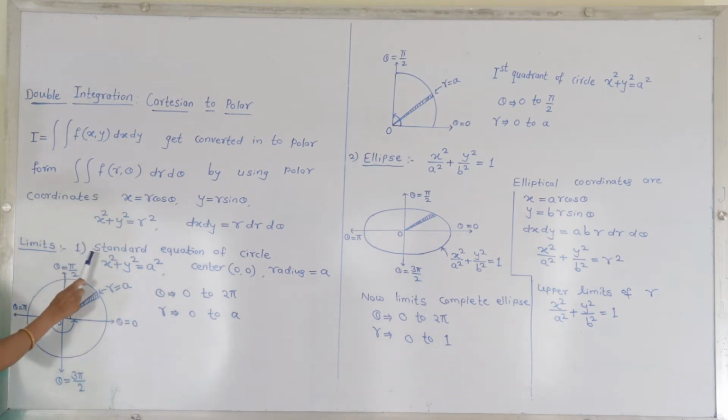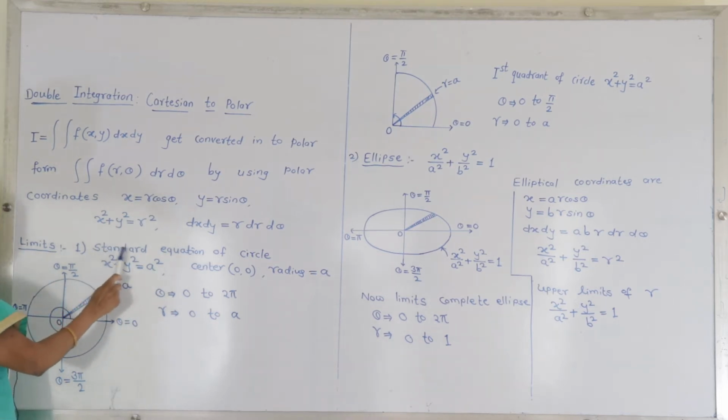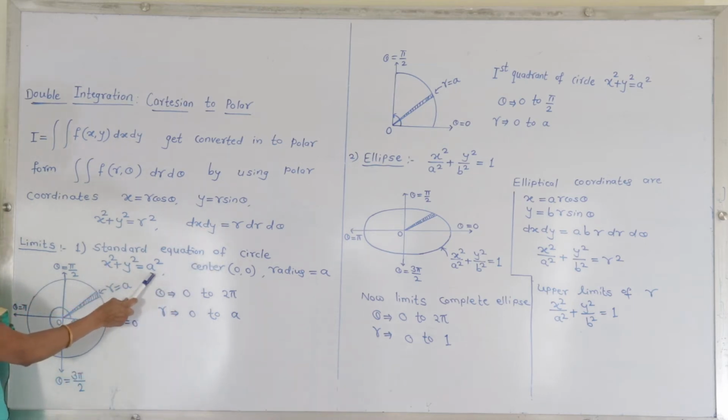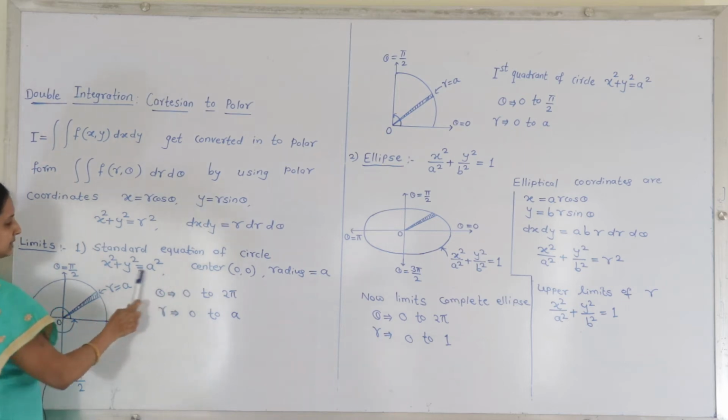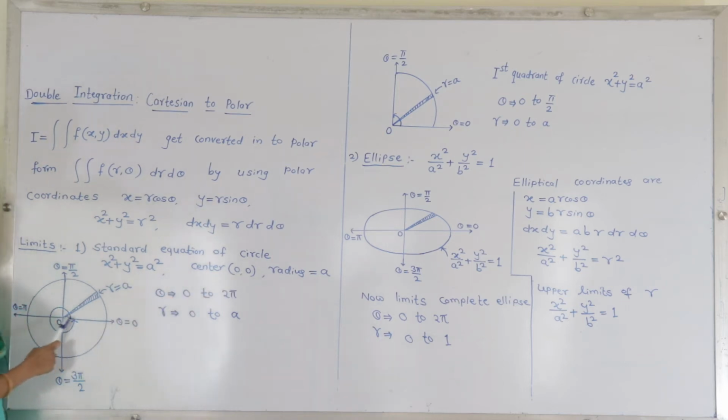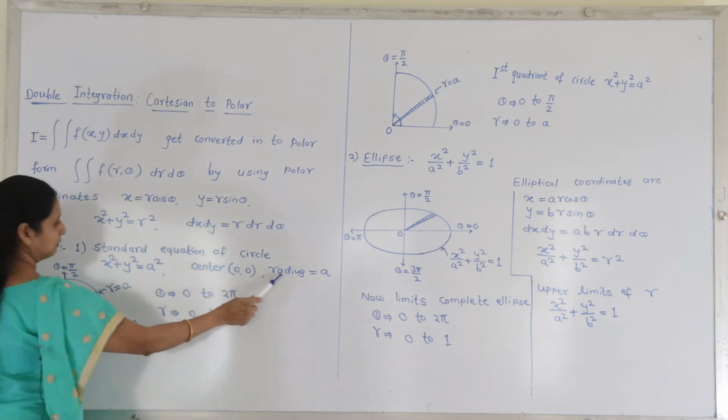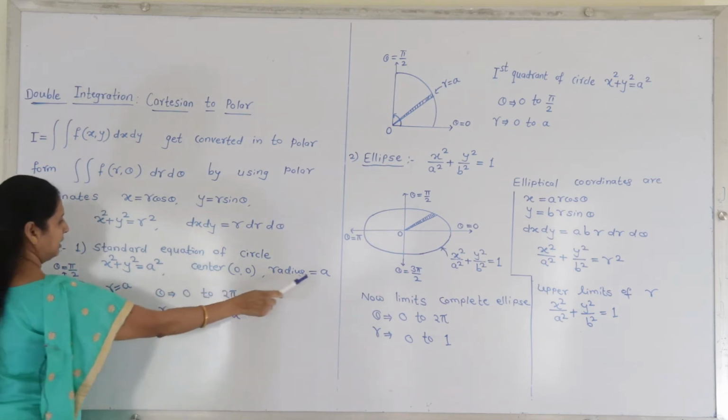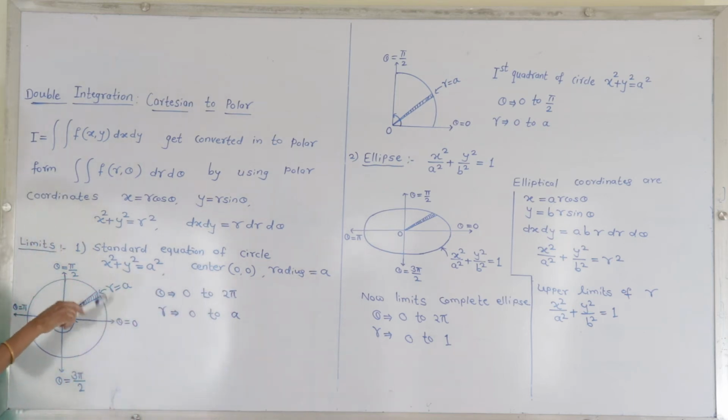For limits, first is the standard equation of a circle. The equation of the circle is x square plus y square is equal to a square, where the center of this circle is 0 0. This is in the figure. The radius of the circle is a. Then this is the figure of the circle. Starting angle is theta equal to 0, next angle is pi by 2, then theta is equal to pi and 3 pi by 2, and again theta is equal to 0.